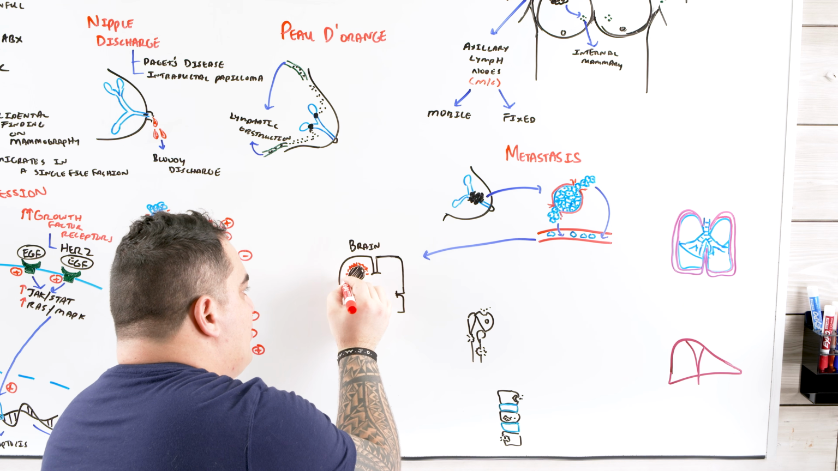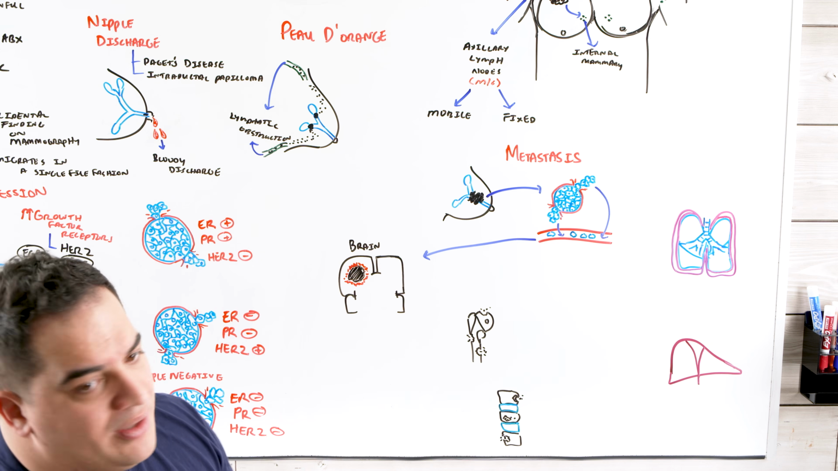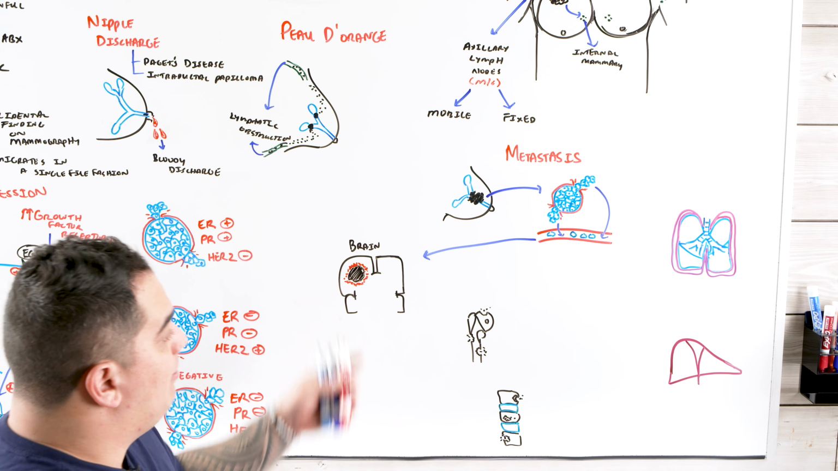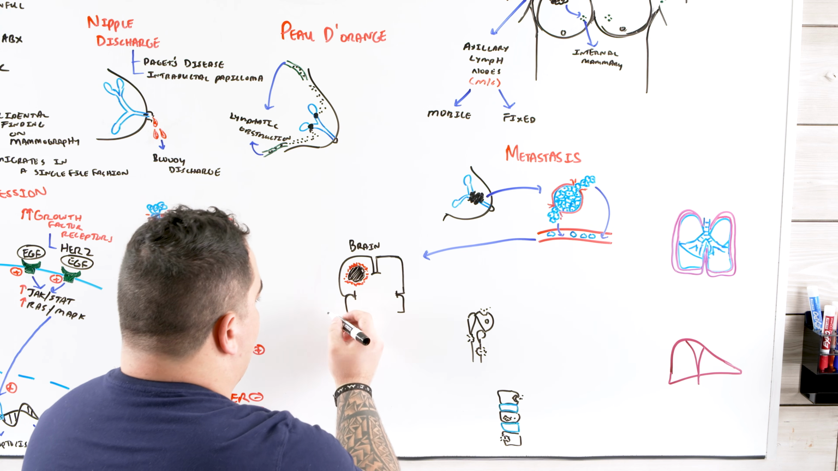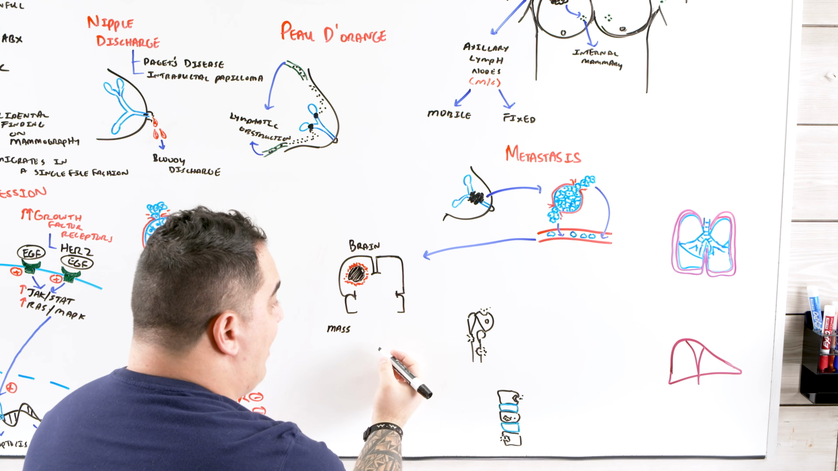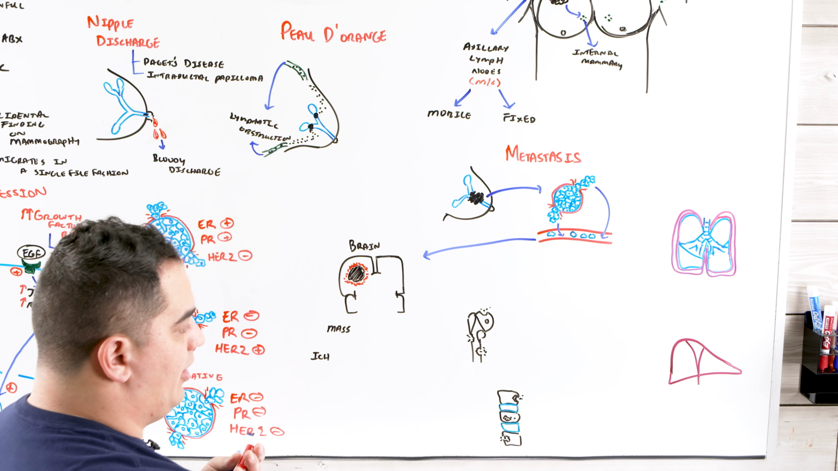So some of the things that I've usually seen with these brain mets from breast cancer or renal cell carcinoma or lung cancer or melanoma or thyroid cancer is that they can bleed. And so one thing that you could see is a mass, and these masses do have the potential to do a couple different things. One is they can bleed and they can become an intracranial hemorrhage.